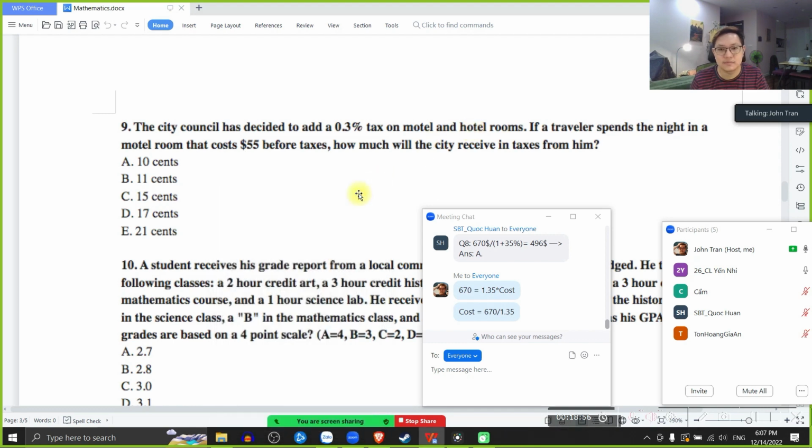Okay. Right. Number 9. The city council has decided to add a 0.3% tax on motel and hotel rooms. If a traveler spends the night in a motel room that costs $55 before tax, okay? Before taxes. How much will the city receive in tax from him? Hội đồng thành phố đã quyết định thêm 0.3% thuế lên những phòng motel và phòng khách sạn. Nếu một người du lịch ở một đêm trong một phòng motel tốn $55 trước thuế, thì thành phố sẽ nhận được bao nhiêu tiền thuế từ người này?